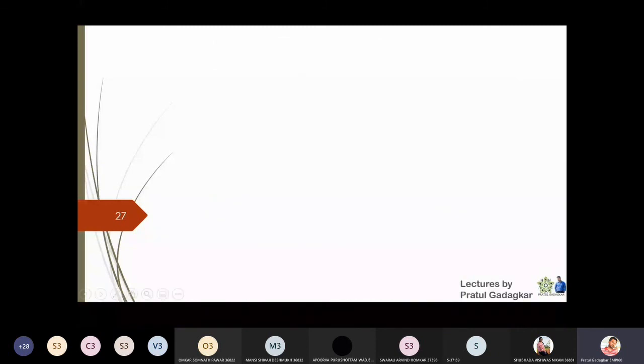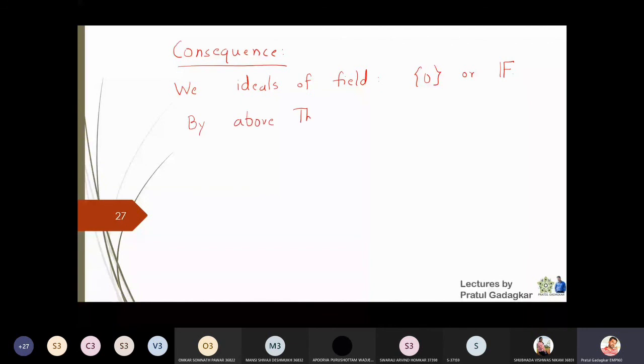Now, as a consequence of this important theorem that we have just now discussed, we know that there are only two ideals of a field. What are the two ideals? The ideals of a field are either zero or the field itself. So a field has only two ideals. And therefore by the above theorem, you can now write an important consequence. What is that important consequence?